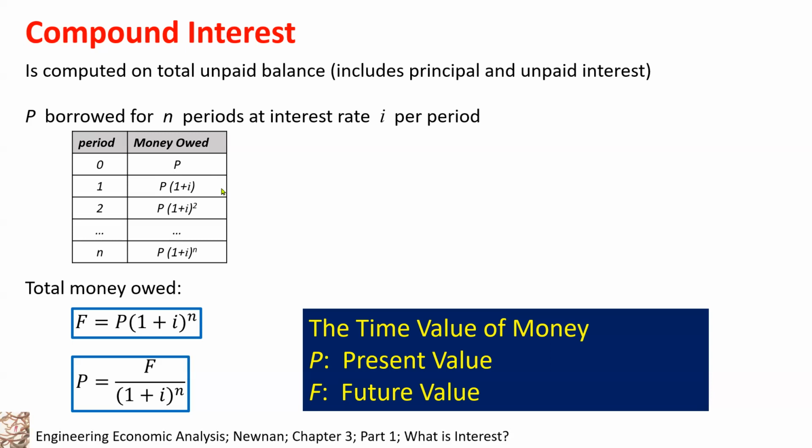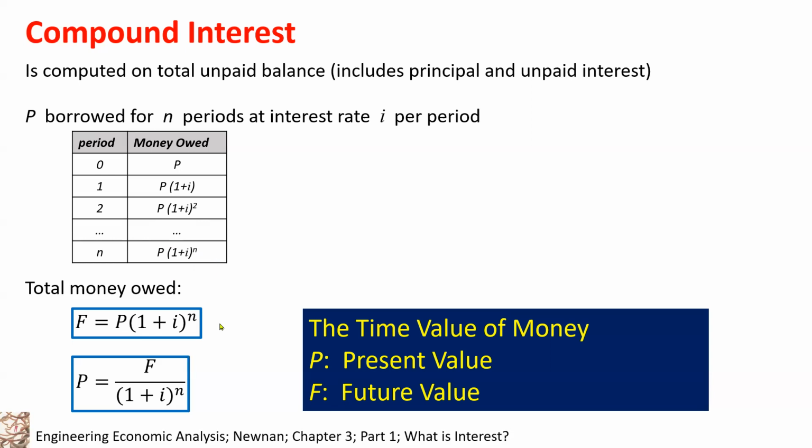And if you want to figure out what the amount of money you owe after period 2 is, you would calculate the previous amount that you owed, which is P times (1 plus I), and multiply that by another (1 plus I). So that means that at the end of period 2, the amount of money you owe will be P times (1 plus I) to the power of 2. At the end of the nth period, the amount of money that you owe will be P times (1 plus I) to the power of n.